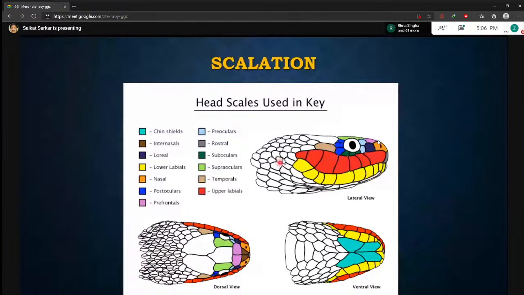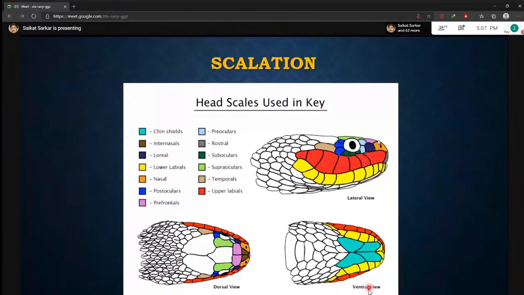Okay. So this is how, and these are supralabials and these are infralabials. That means our upper lip and lower lip can be called. So supralabials and infralabials, again the shape and the color and the scales that they are in touch with, all these things count while identifying a particular species or a particular family. Okay, so head scalation is very important.